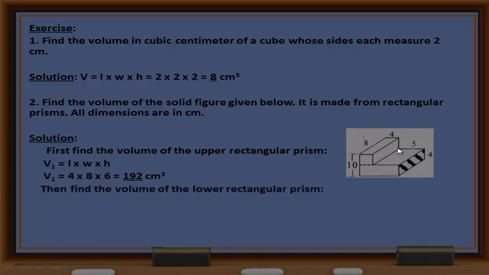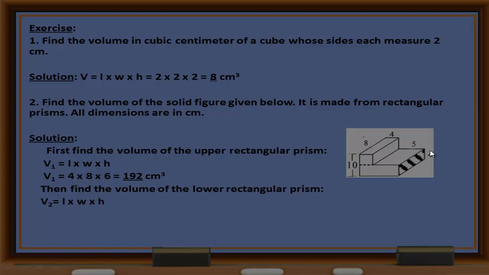Then find the volume of the lower rectangular prism. For the lower rectangular prism, its volume will be length times width times height. The length is 5 plus 4, that is 9. And the width is 8. Since this one is 8, this will be 8. The height will be 4.